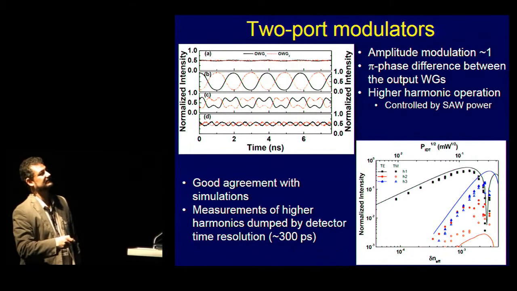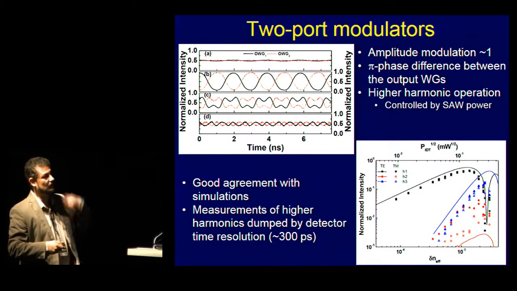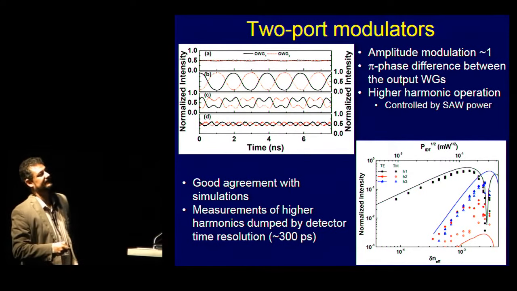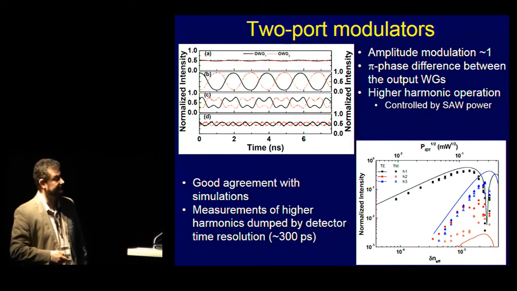And you see this is for very, very tiny modulation. This is very high modulation, that's when it works at more or less 100% efficiency. But if we go up in frequency, we can have even the second or third harmonics coming up. These are experimental points, and we can actually simulate that pretty well.